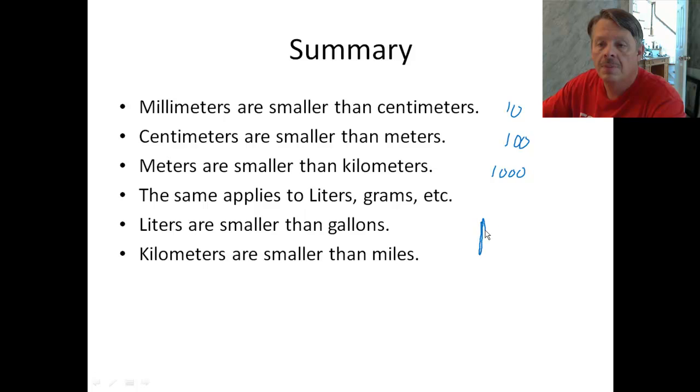The units that you need to think of for U.S. measurements are right here. Liters are smaller than gallons, so you kind of need to know that. And you need to know that kilometers are smaller than miles. That's it.